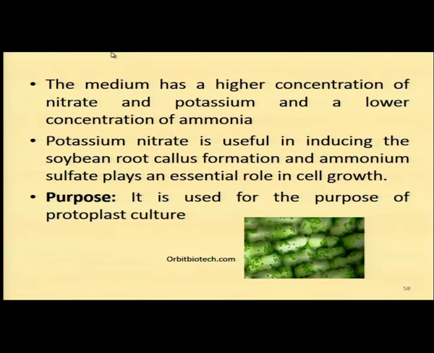This potassium nitrate is useful in inducing the soybean root callus formation, and ammonium sulfate plays a role in cell growth. This is also used for protoplast culture. Gamborg's medium is a very commonly used medium for the tissue culture propagation of most legumes. Or in some cases, we can use a combination of MS and B5, that is the major and minor salts of the MS with the B5 vitamins. That can also help in the case of some legumes.